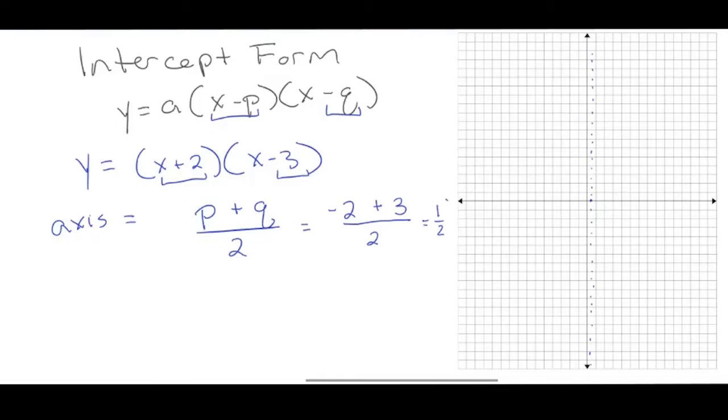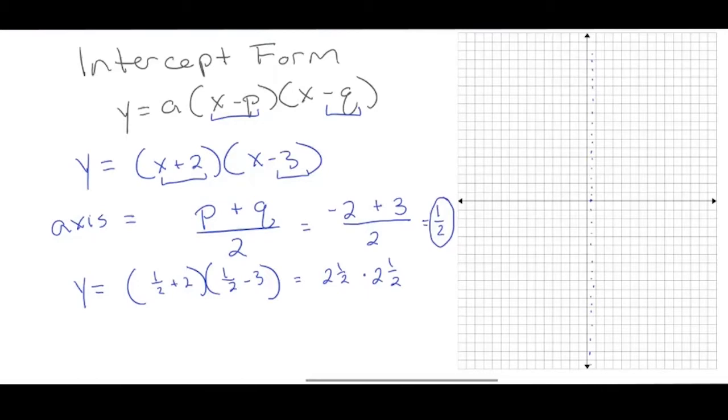Now, I need to plug 1/2 in as x to find out what the y value is of my vertex, okay? So my vertex is going to be y equals, and then (1/2 plus 2) times (1/2 minus 3). Well, that's 2.5 times negative 2.5.